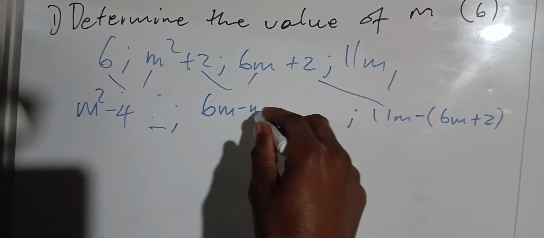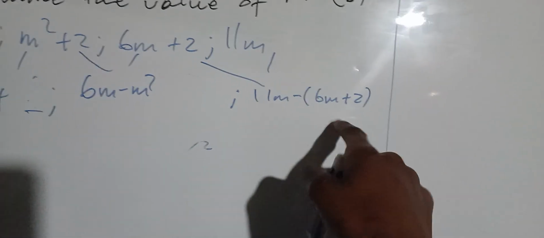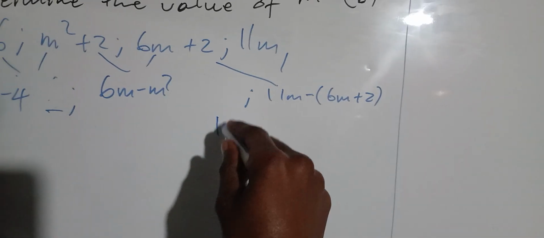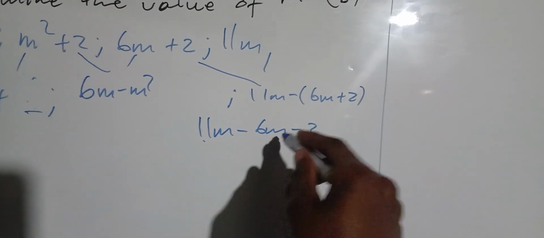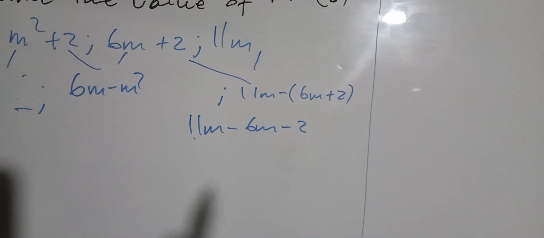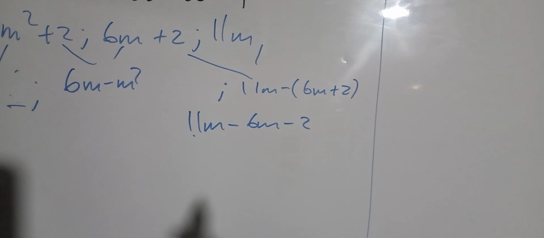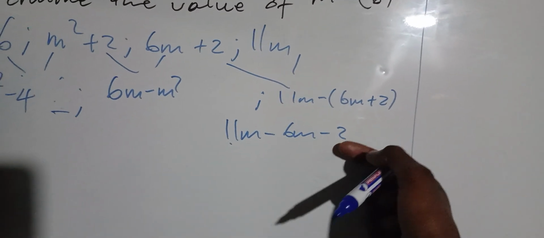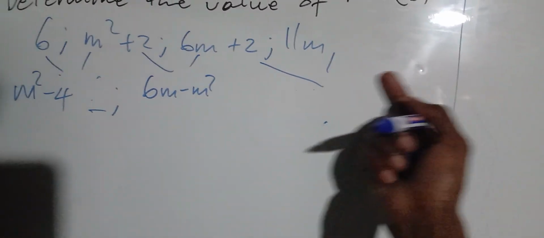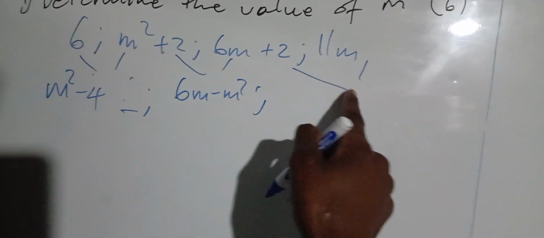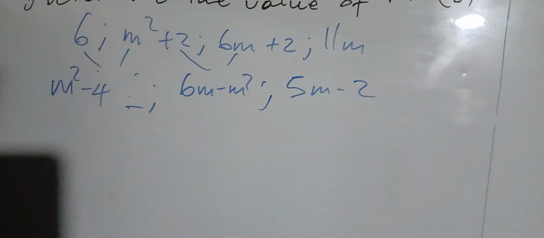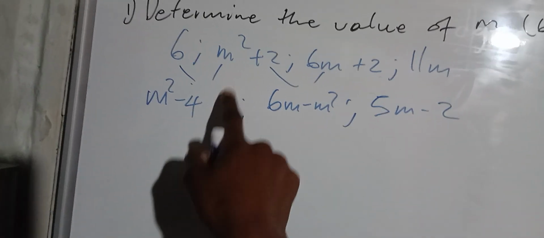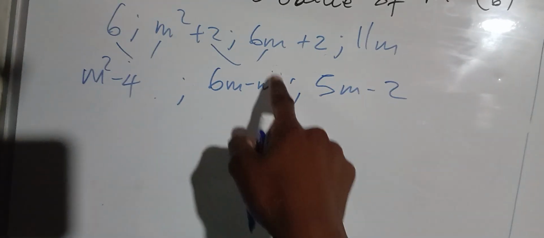6m minus m squared. So here I'm going to have something like 11m minus 6m minus 2. 11 minus 6 is going to give us what? 5. So it's going to be 5m minus 2. So I'm going to end up having 5m minus 2. This is where it gets interesting. This is where it comes to the common second difference.